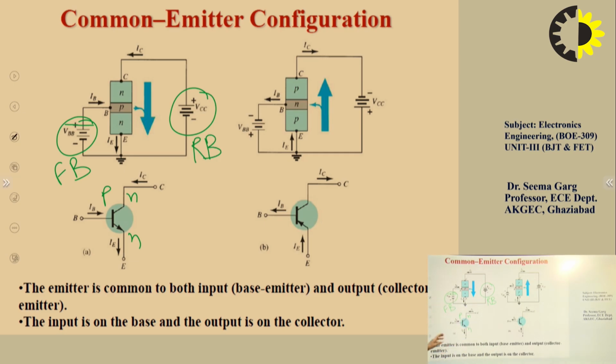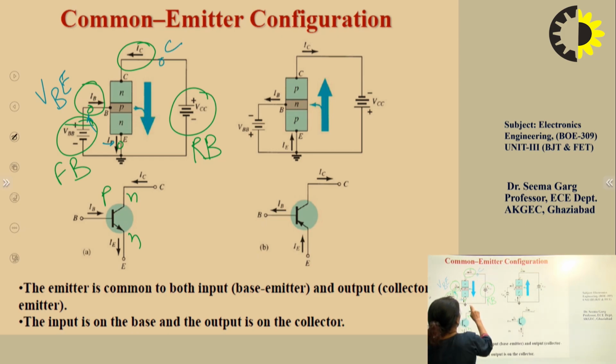Now here we can see that the input current is IB, the output current is IC, the voltage between the terminals base and emitter is VBE, and the voltage between collector and emitter is VCE. So the input current is IB, the input voltage is VBE, the output voltage is VCE, and the output current is IC.